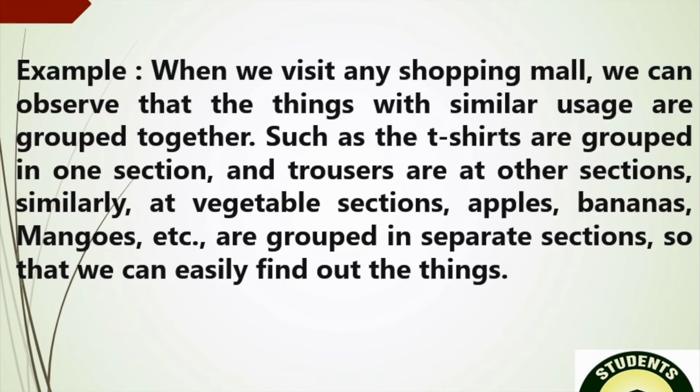So in terms of example, it's a very common example. When we visit any shopping mall, we observe that the things with similar uses are grouped together, such as t-shirts, trousers, shirts in different sections. Similarly, in a vegetable section, we have different apples, different bananas, different mangoes. So there are a lot of sections grouped separately so that we can easily find the things. This is the best example of clustering.